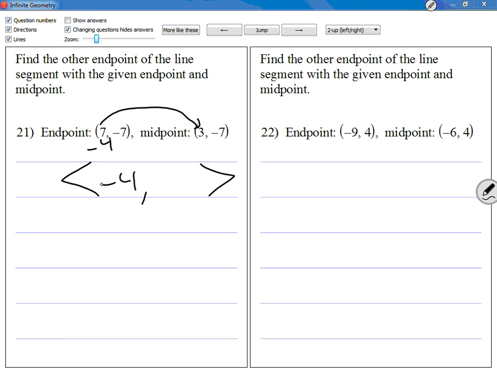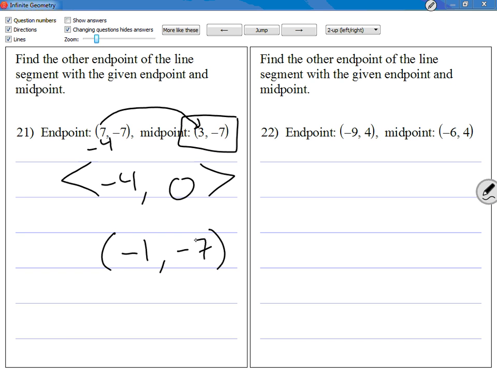What are we doing to the y? 0. Right? We're not changing it. So with this, we're saying subtract 4 from the x and do nothing to the y. So looking at the midpoint, subtract 4 from the x, do nothing to the y. What do we get? -1, -7. Once again, we subtract 4 from the x and do nothing to the y. So we finish with -1, -7.